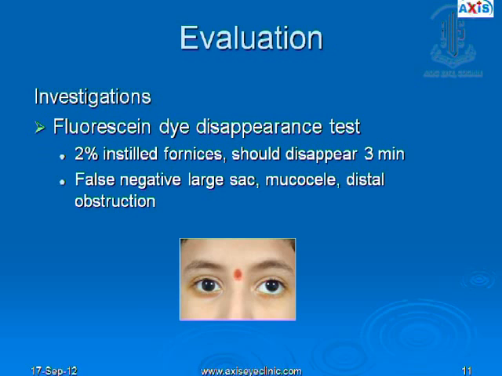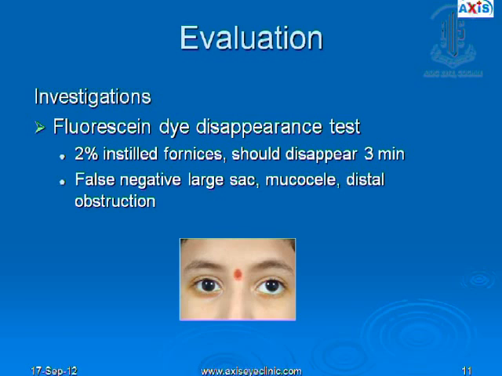One important test that we'd like to highlight in the clinic is the fluorescein dye disappearance test. So it's a very useful test in cases of epiphora. So you instill 2% fluorescein into the fornices, or you just take a fluorescein strip and put it on the eye and make sure that it is sufficiently wet with the dye. So this fluorescein should ideally disappear in about 3 minutes. If it does not, then there is a high likelihood that there is a block in the nasolacrimal duct, or there is a problem with the lacrimal pump mechanism.